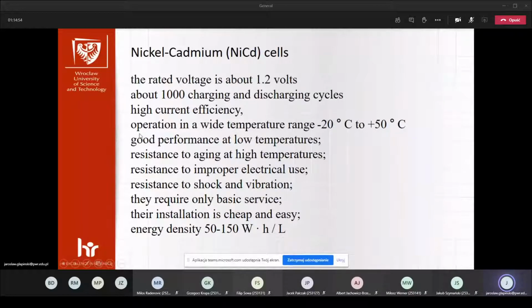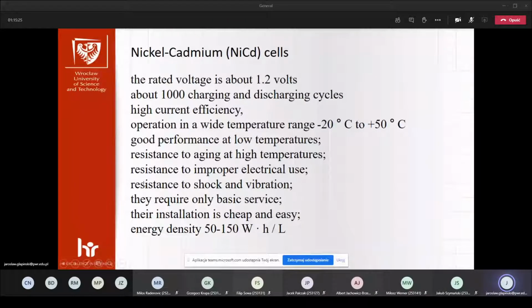so they do not lose the ability to store the energy at lower temperatures. As you remember, our plumbum batteries, plumbum accumulators, lose energy due to the temperature. So this nickel cadmium does not lose up to -20, -30 Celsius degrees. There are no changes. The resistance is again in high temperatures. Resistance in improper electric use. Resistance to shock and vibration.